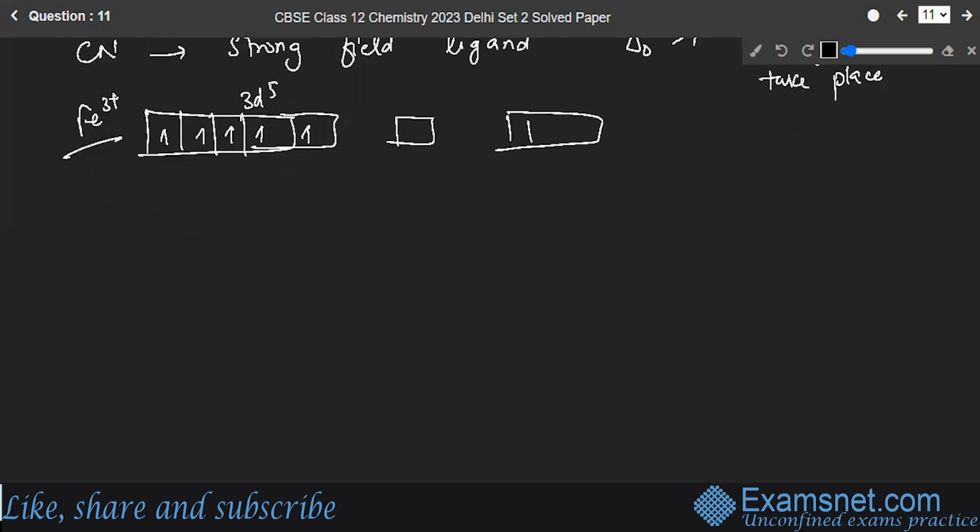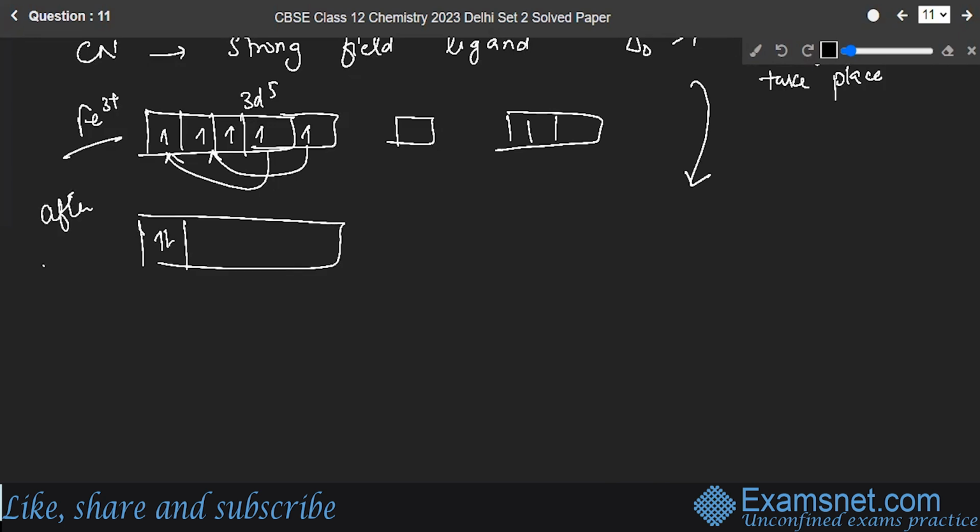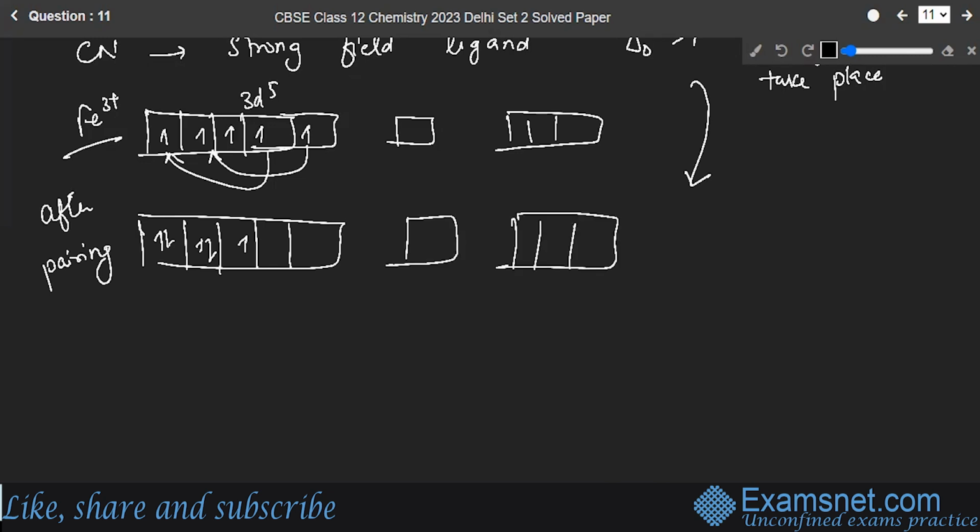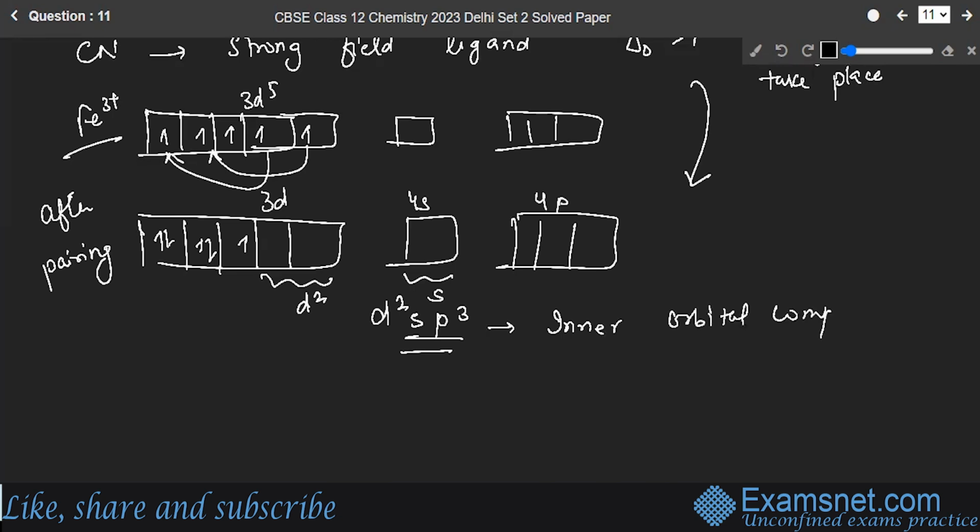After pairing, this will go over here and like this. So you will have this after pairing, and a single over here like this. And these orbitals will be empty. This is 3d, this is 4s, this is 4p. d2sp3, inner orbital complex. Okay, now it's clear, right? I'm writing it again, d2sp3, inner orbital complex.